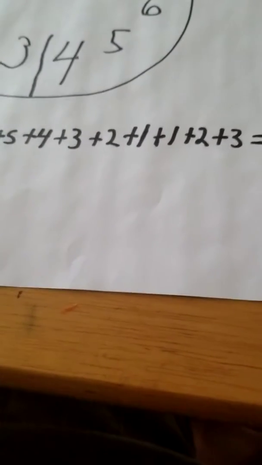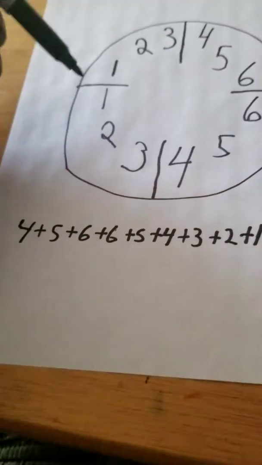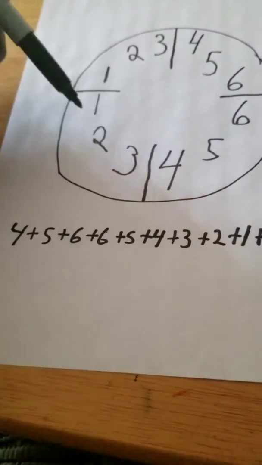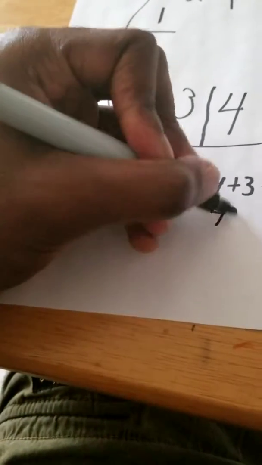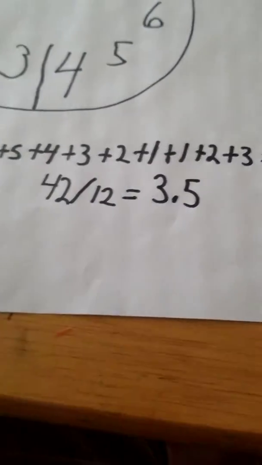Next step, I'm going to take the 42 and I'm going to divide that by 12. The 12 came from the number of these numbers, by counting these. So 1, 2, 3, 4, 5, 6, 7, 8, 9, 10, 11, 12. So 42 divided by 12 is 3.5. That number right there is very important.